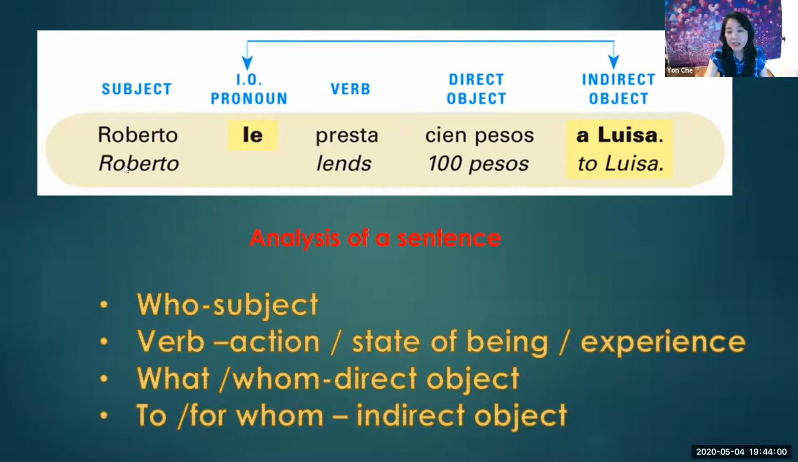And in Spanish, and also true in English, the subject always matches with the verb. Okay, it's presta from prestar. We are taking the A ending because it's conjugated to Roberto. So the subject and the verb always match. You need to conjugate the verb according to the subject, and the subject is the who of the sentence.